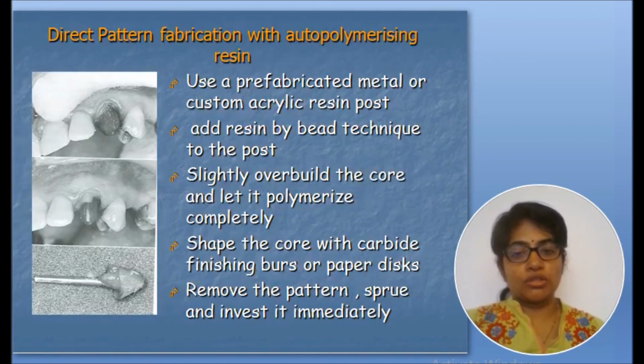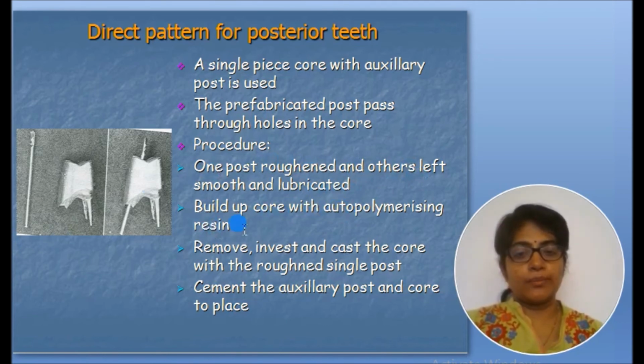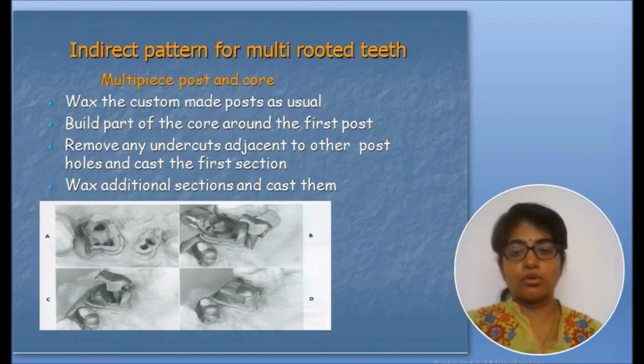So like we did for the post build up, same we have to build the core also on top of the post so that we get it in one piece. Now direct pattern for posterior teeth, we have single piece core with auxiliary posts. The prefabricated post pass through the holes in the core. So procedure is one post roughened and others left smooth and lubricated. Build up the core with pattern resin, remove, invest and cast with the roughened single post, and cement the auxiliary post and core to place the whole thing.